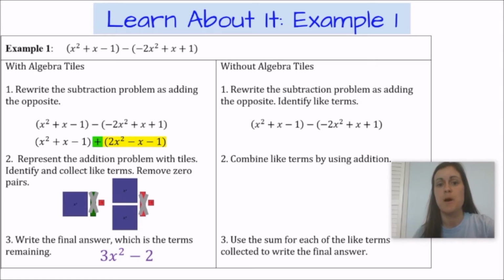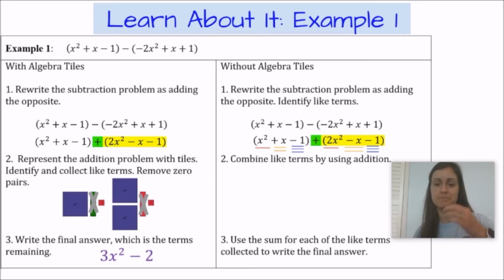If I want to try this problem without using algebra tiles, I use the same first step. I rewrite the subtraction problem as adding the opposite. I also need to identify any like terms, and I've identified those by using a single red underline, a double orange underline, and a triple blue underline. The next step is to combine like terms by using addition.